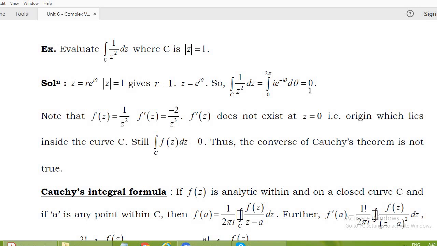Now we realize that the converse of Cauchy's theorem is not true. That means the value of this integral is 0, and if we see back, f(z) is not analytic. Actually, what Cauchy's theorem says is that if f(z) is analytic within and on a closed curve, then the integral of f(z) dz is equal to 0, and definitely the converse of any statement is never true, and here also the same thing is happening.